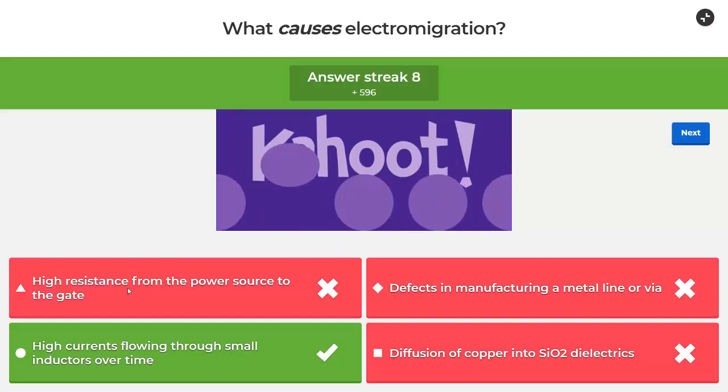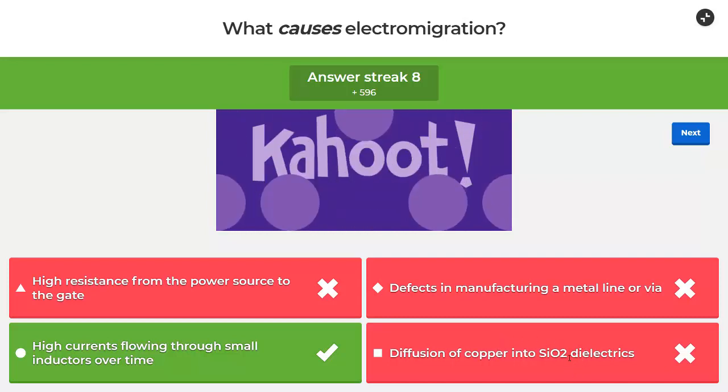So going back to our Kahoot, is electromigration caused by high resistance from the power source to the gate? No, that's what we call IR drop. Okay. Defects in manufacturing a metal line or via. Well, electromigration causes a defect, but not in manufacturing. It's rather caused because of a reliability problem. And diffusion of copper into silicon dioxide dielectrics. No, that is a problem.